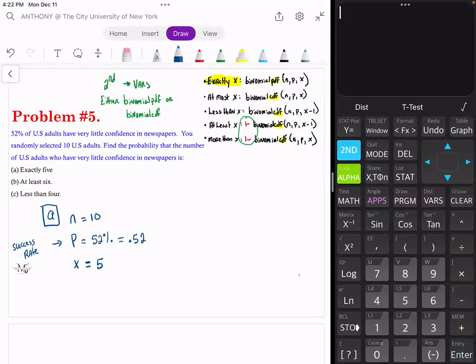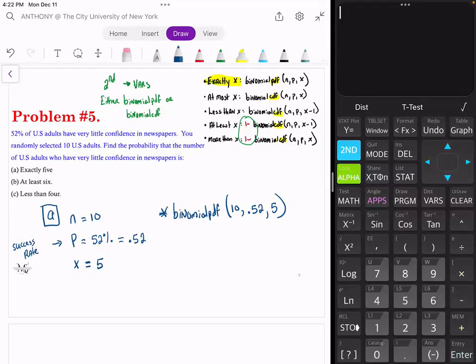In the calculator, the keyword or phrase was exactly 5, so this tells us to use the binomial PDF command. Essentially, in the calculator, I need to enter binomial PDF. In parentheses, I put the value of n first, which is 10, comma, the value of p, which is 0.52, comma, the value of x, which is 5. When I do this correctly in the calculator, I will round it to, let's say, 4 decimal places.